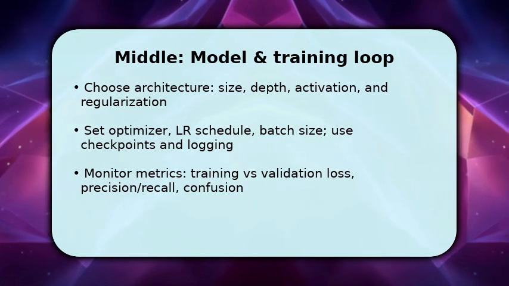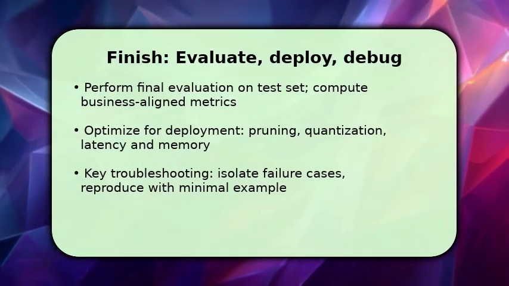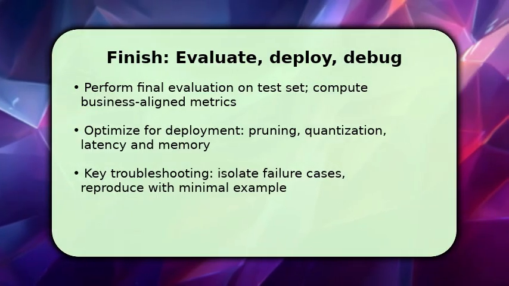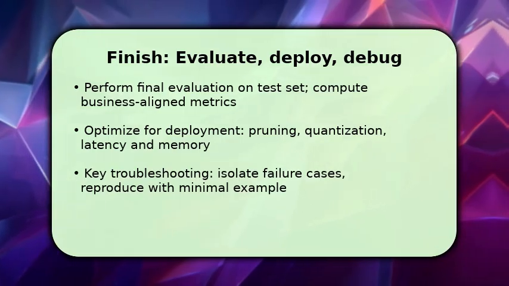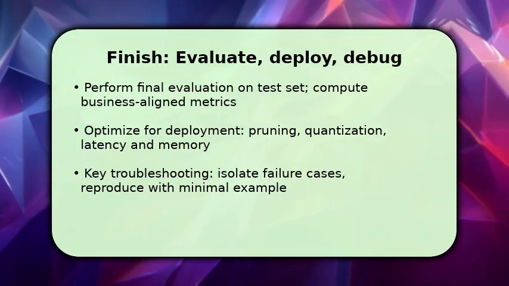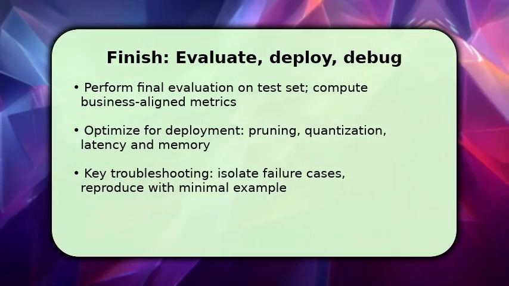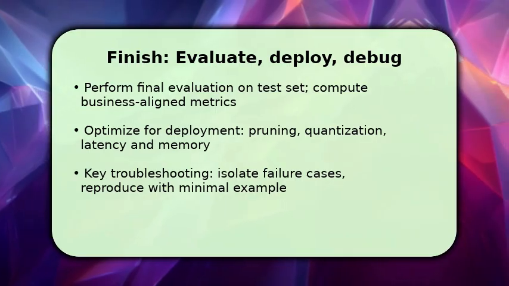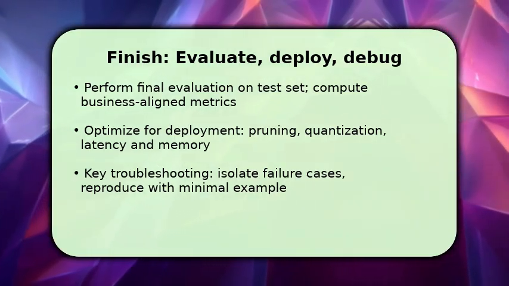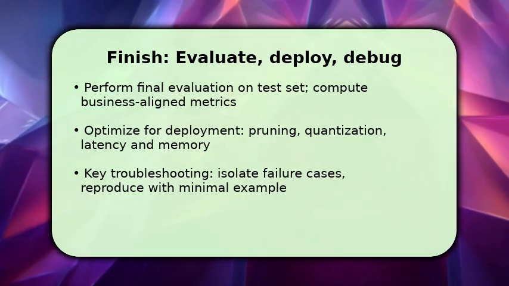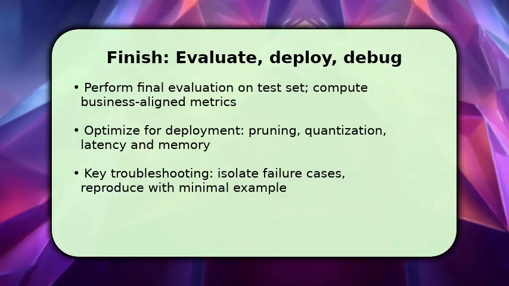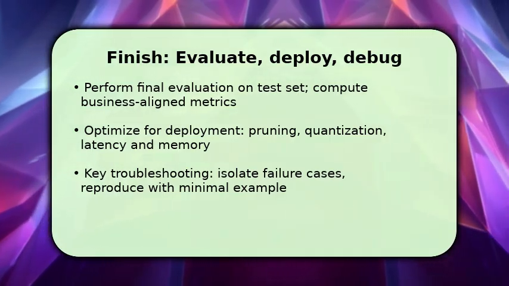You finish by rigorously evaluating on the held-out test set, and translating those numbers into business impact. Validate edge cases. Once satisfied, optimize the model for deployment with pruning or quantization, and verify latency and memory on target hardware. If problems arise in production, reproduce failures locally with a minimal example, then trace data and model differences. This isolation step is the fastest way to find hidden preprocessing, distribution shift, or numerical instability causing unexpected behavior.